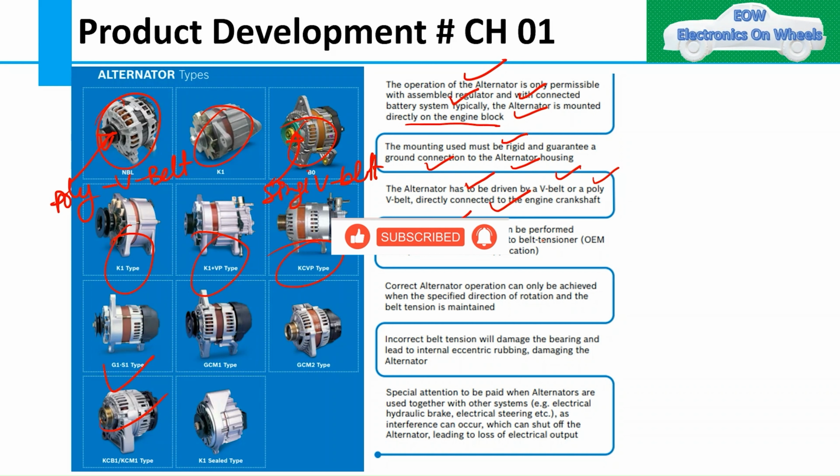Then tensioning of the belt can be performed manually or by a separate auto belt tensioner. The tensioning of the belt also plays a very critical role in generating the output of the alternator. We will see this. Correct alternator operation can only be achieved when the specified direction of rotation and belt tension are maintained. Incorrect belt tension can damage the bearing and lead to internal eccentric rubbing, damaging the alternator.